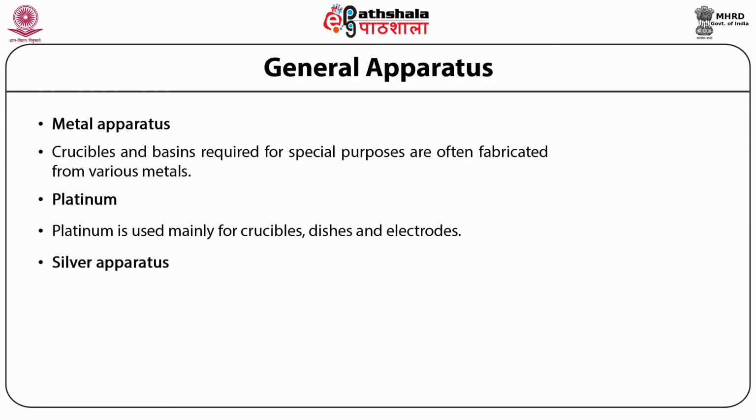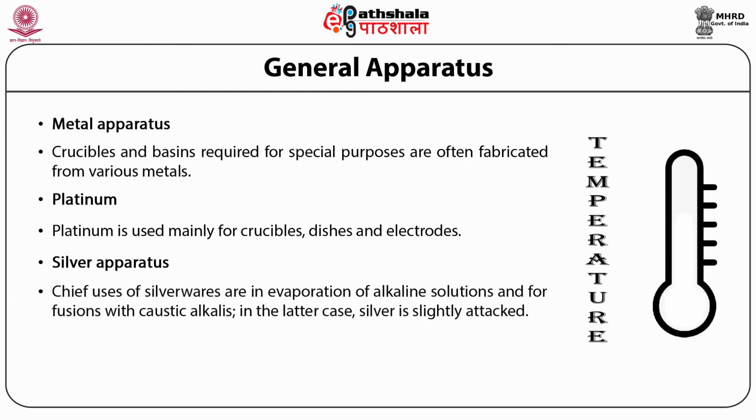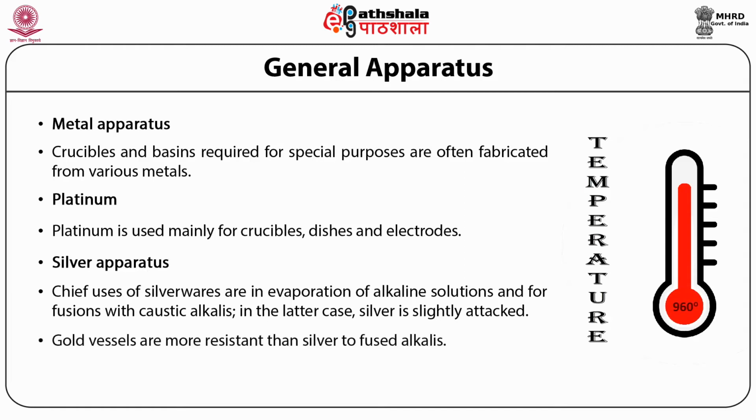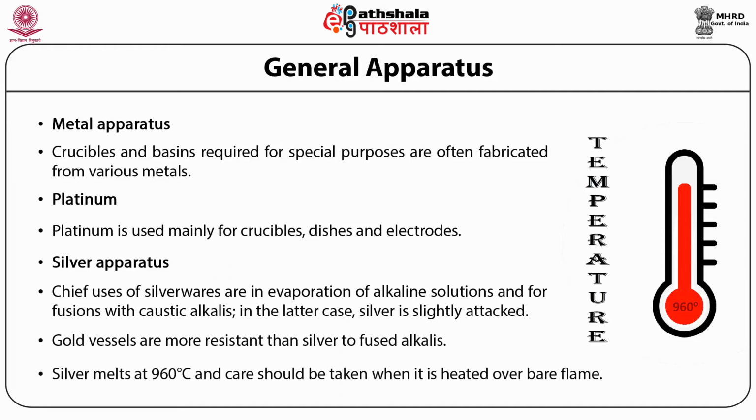Silver apparatus. The chief uses of silver crucibles and dishes in the laboratory are in the evaporation of alkaline solutions and for fusion with caustic alkalis. In the latter case, the silver is slightly attacked. Gold vessels are more resistant than silver to fused alkalis. Silver melts at 960 degrees centigrade and care should therefore be taken when it is heated over a bare flame.